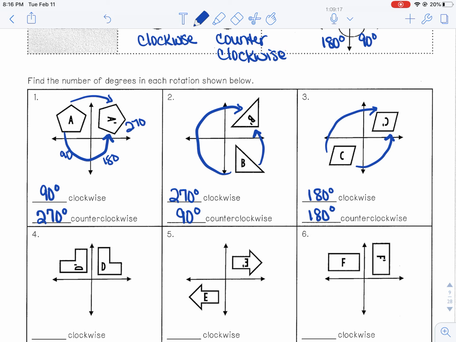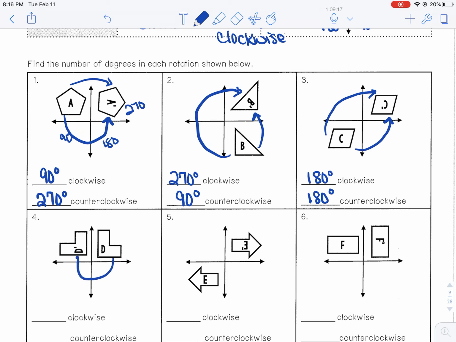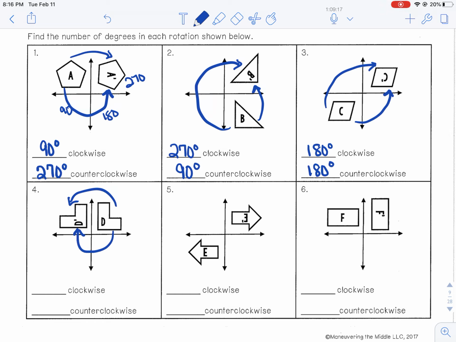All right, why don't you try D to D prime, to go clockwise and then go counterclockwise. Okay, if you went clockwise, you did 3/4 turns. That would be 270 degrees. So that means counterclockwise is 90 degrees.